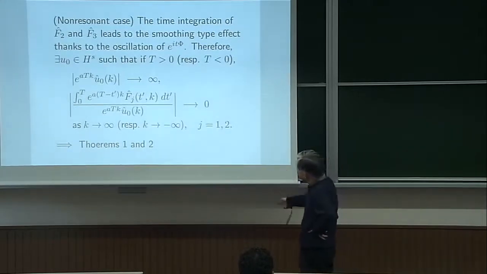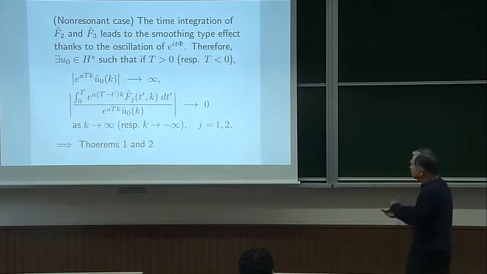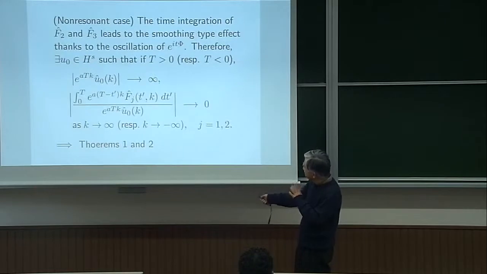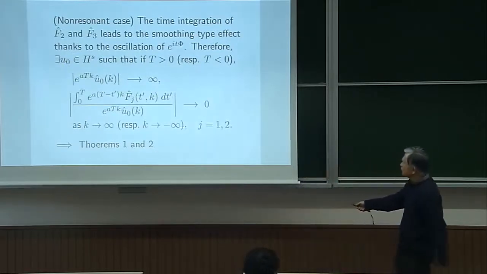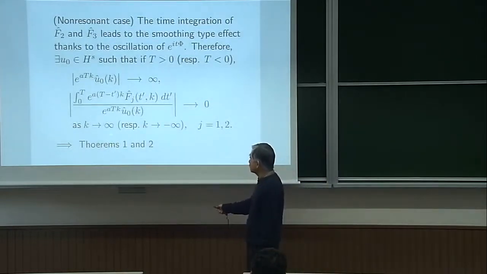Respectively, for T negative, as k goes to minus infinity. So this relation implies the homogeneous linear part is dominant over the nonlinear Duhamel term. Then we have theorems 1 and 2.